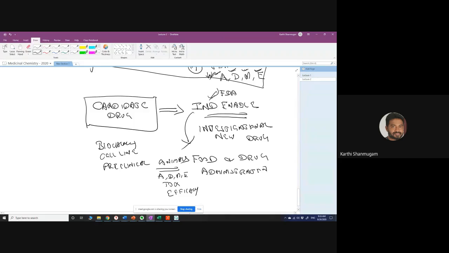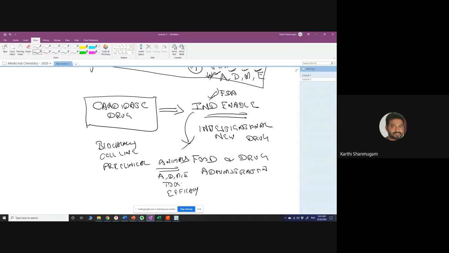So they have a very strong panel of members who are experts in the disease you are working on. A variety of people will be there, right? Physicians will be there, medicinal chemists will be there, molecular biologists will be there, pharmacologists will be there, right? So it's a very big panel. The panel will go through your application form.